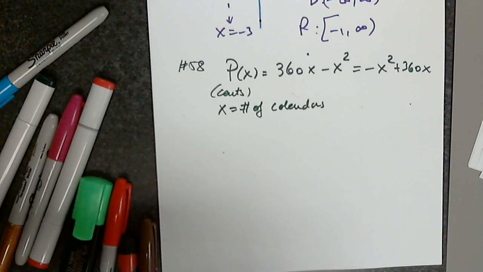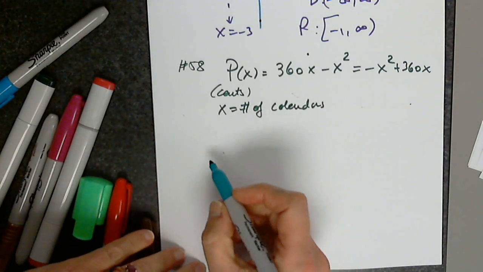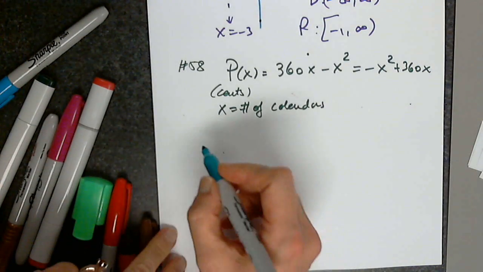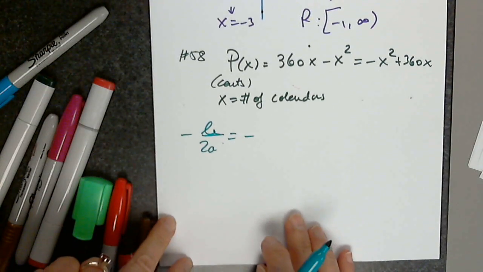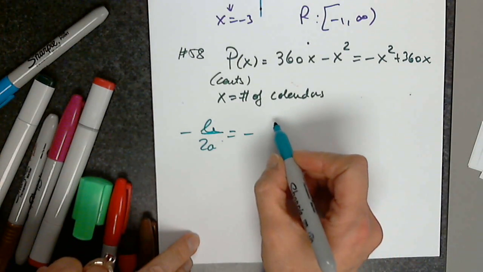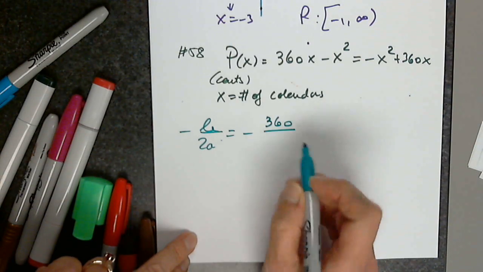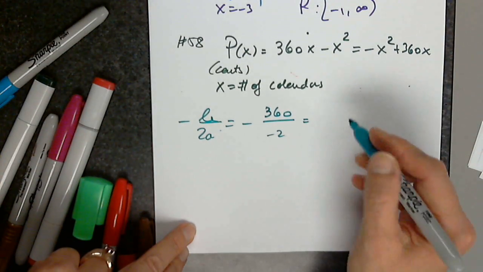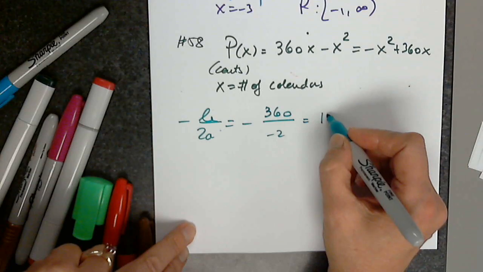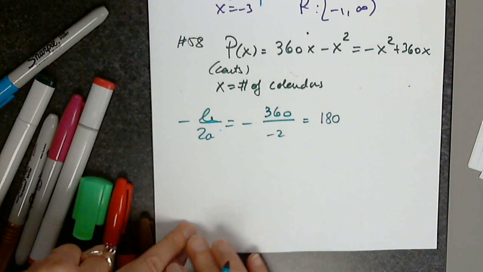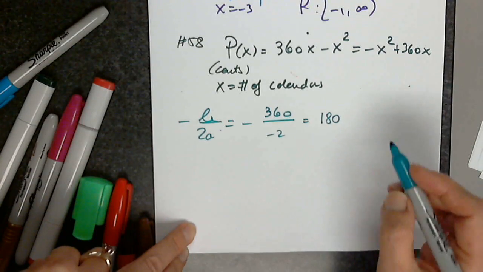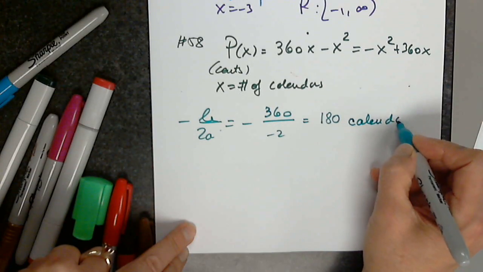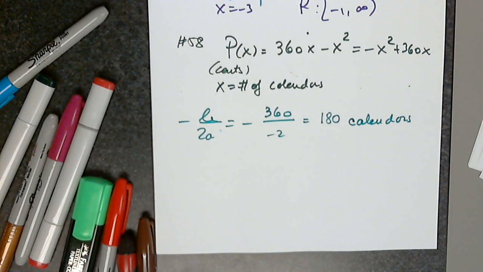How do I find the vertex? There is no need for the x-intercepts in order to find the vertex. Exactly, negative b over 2a. Negative, how much is b? How much is 2 times a? Perfect. What is the answer? What? Right? This is the x. X is the number of calendars.